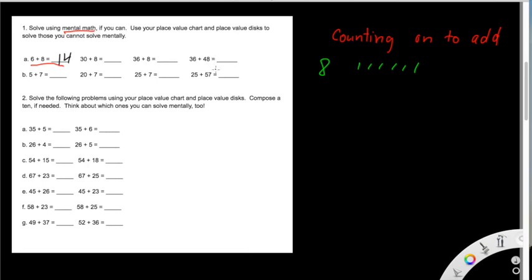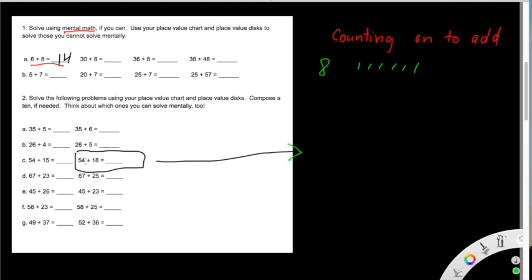Okay, you're gonna do the same for this. For the easy ones you can use this strategy, counting on to add. You use it if you can. Otherwise, you have to use the strategies that Mr. Bui just taught you. I'm gonna pick one and show you how to do it. Okay, let's do this one right here. Let's circle it so you know which one.